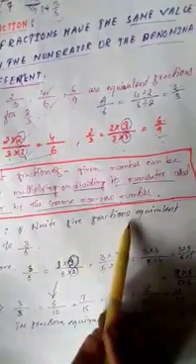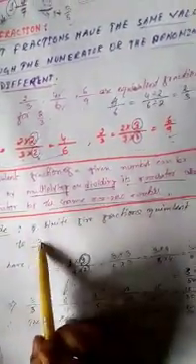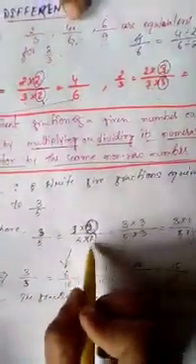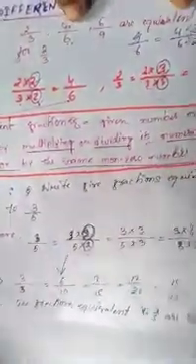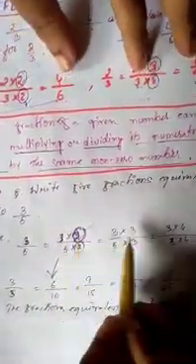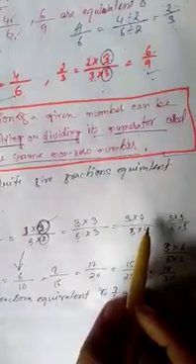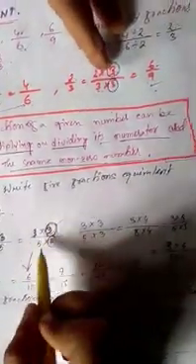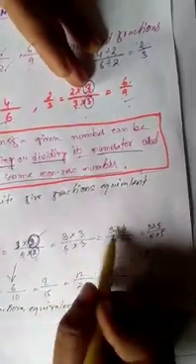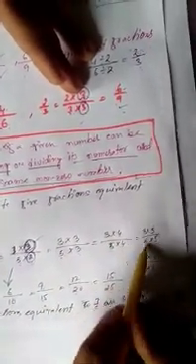Suppose we have to write fractions equivalent to 3 by 5. So how do we write it, students? We have 3 by 5, 3 into 2 and 5 into 2. We can use any number, but if we start with multiplying by 2, 3, 4, 5, as natural numbers, 3 into 2, 5 into 2, the same number we have to multiply in both. Now 3 into 3, 5 into 3, 3 into 4, 5 into 4, 3 into 5, 5 into 5.